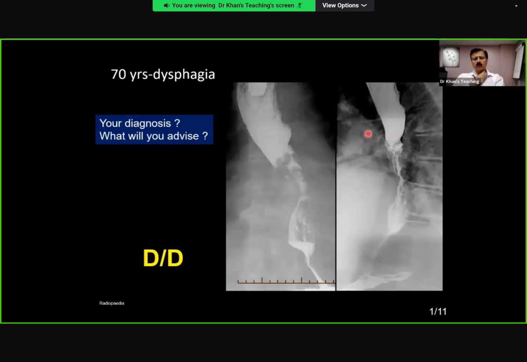What will you do next? CT scan. How will a CT scan help you? It will outline the oesophageal lesion better. Otherwise, we can... sorry. Then what will happen? It will go for endoscopy.